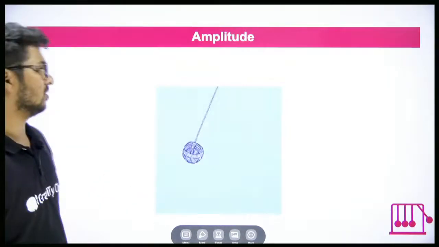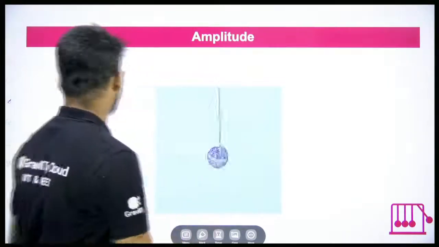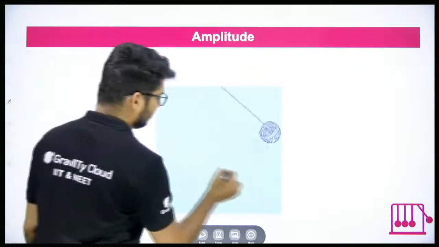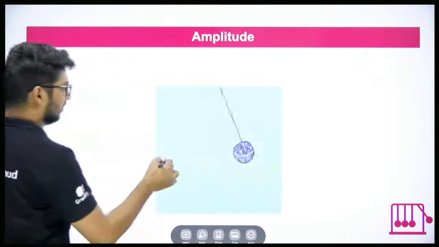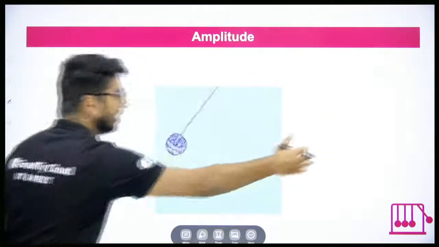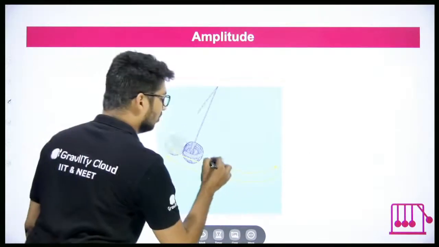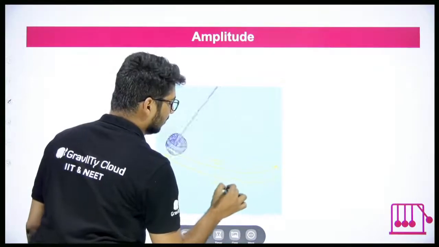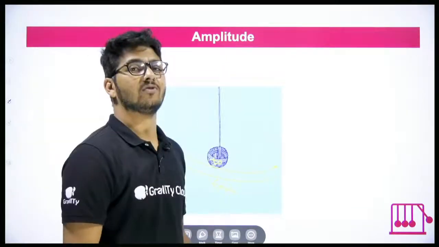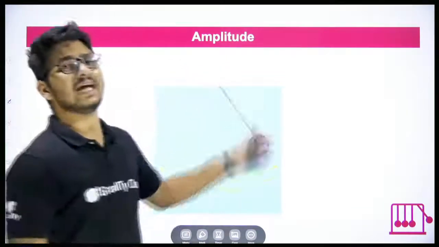Now this is also an oscillation, as you can clearly see, or you can say a vibration. It's like a swing. It's going from here to here and then again coming back. It's like to and fro motion. Going towards it, coming from it, going to and coming back from. To and fro motion. Now the question is, what is amplitude?